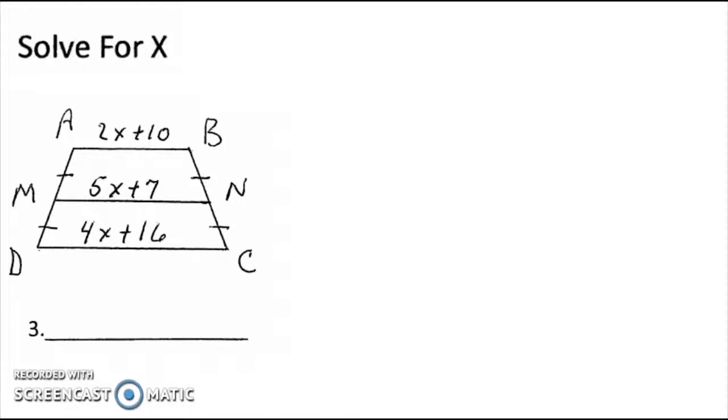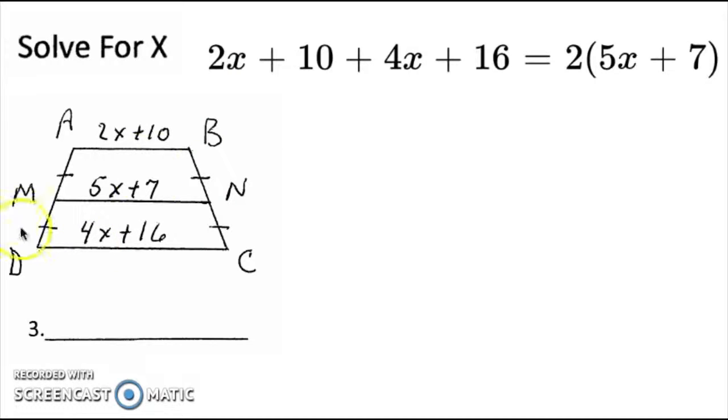Okay, so for this one, we're going to use the same properties as the last problem, except we have expressions for each of these. So the way I like to set these up is to double the expression in the middle, so double the 5x plus 7, and set that equal to 2x plus 10 plus 4x plus 16. Okay, so I have 2x plus 10 plus 4x plus 16 equals 2 times 5x plus 7. So I distribute the 2 and I get 10x plus 14. I combine my like terms here, I get 6x plus 26.